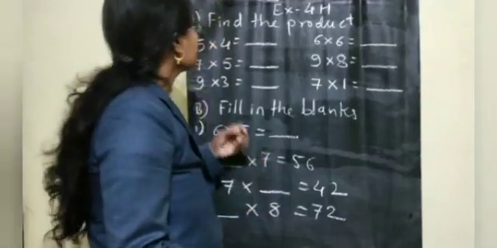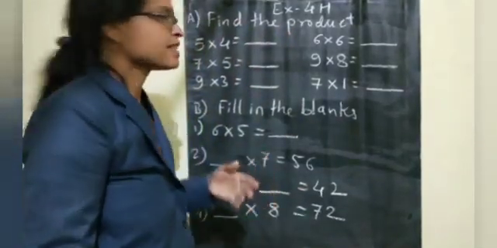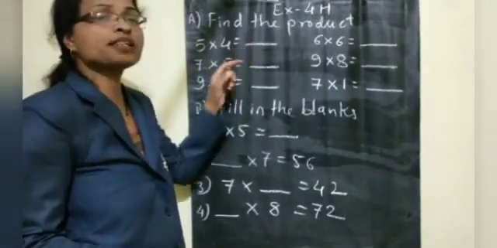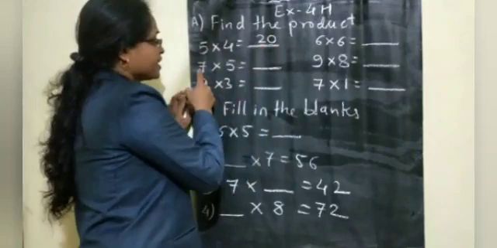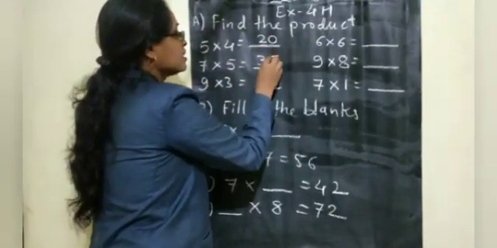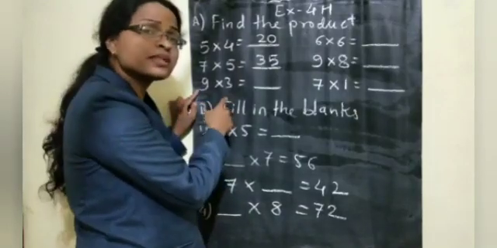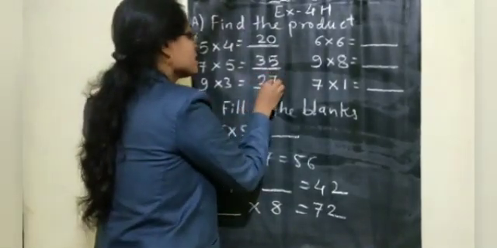So if you see here, A part, find the product. Already we have done this. Let us revise. So 5 4s are how much? 5 4s are 20. So you write here the answer 20. 7 5s are 35. So you write here 35. 9 3s are how much? 9 3s are 27. So you write here 27.